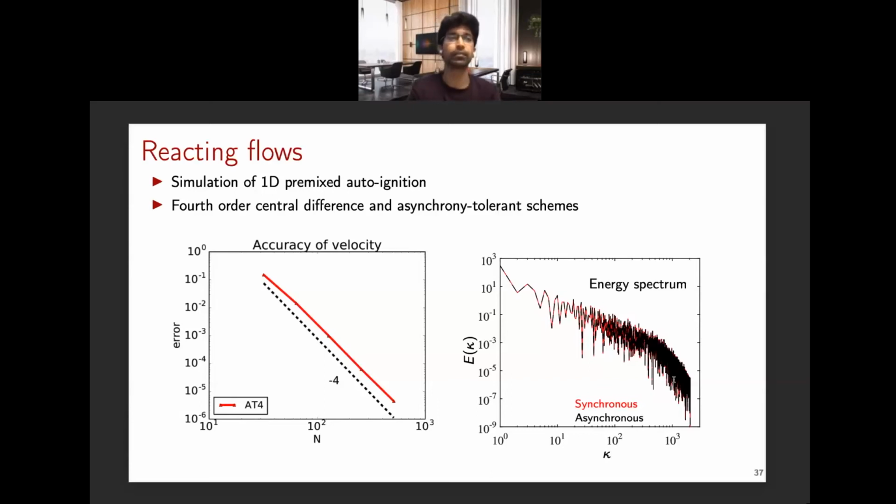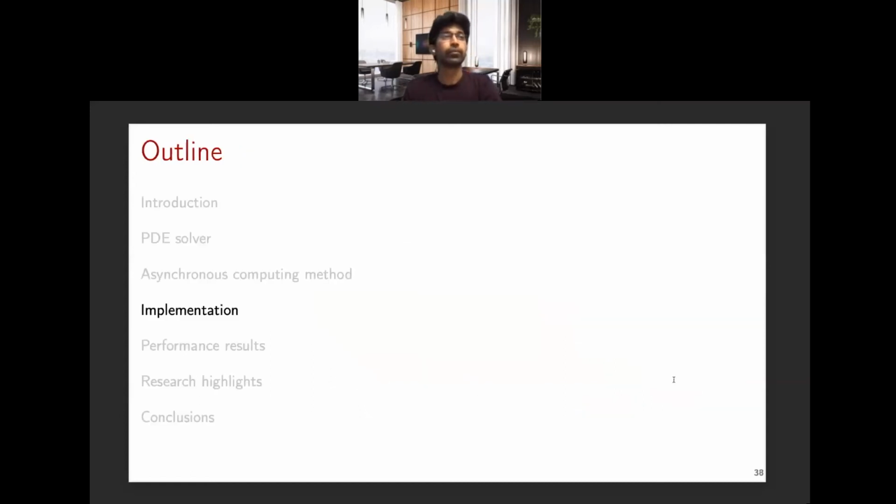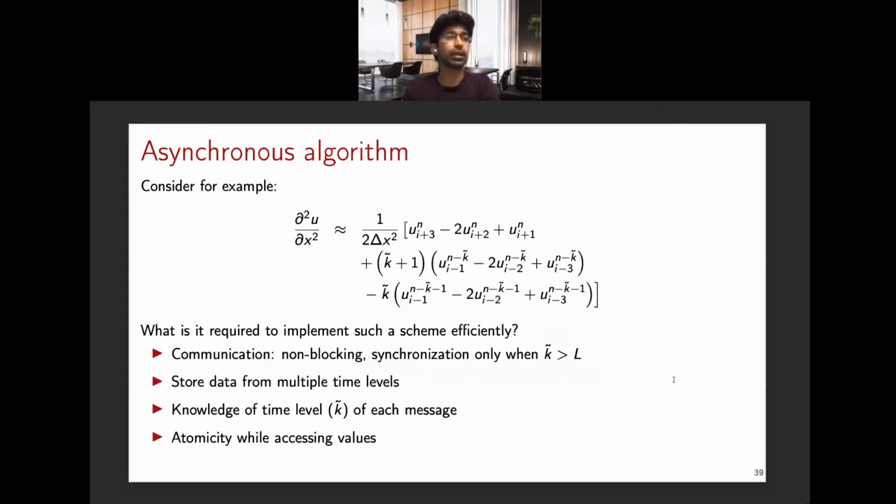I can probably bring up a different figure and show you towards the end of the talk. Recently, one of the interns, Komal from Texas A&M, has implemented this for more complex reacting flows, including premixed, non-premixed, and autoigniting mixtures and so on. We also developed asynchrony-tolerant WENO schemes, which are required to capture shocks as well as detonations. That work has been completed recently and submitted to JCP. Okay, so now let's move on to the implementation part.